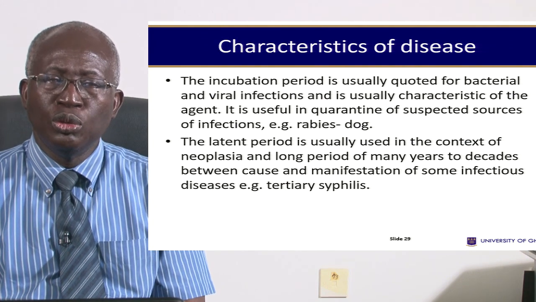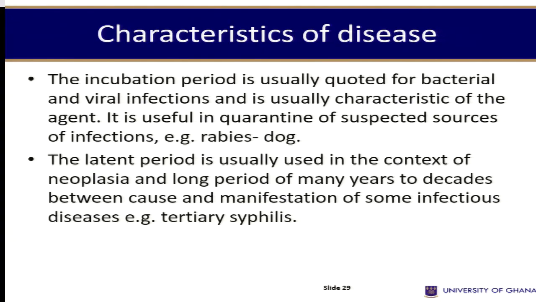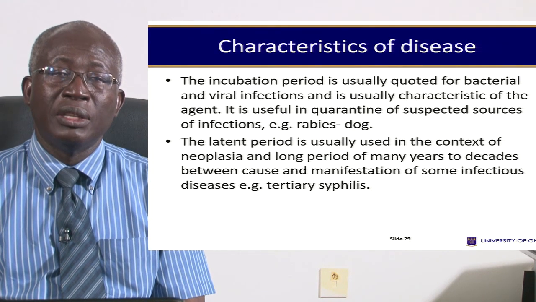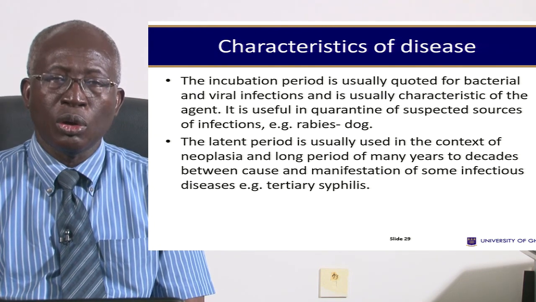Now, latent period is used in the context of diseases that have a long period of pathogenesis, like neoplasia. Sometimes the period lasts decades between the cause and the manifestation. There are some infections which fall into this category, where we use latent period. For instance, tertiary syphilis. From the beginning of the infection to when tertiary syphilis will show, maybe something between 20 and 30 years. So instead of saying incubation period, rather use latent period or interval.